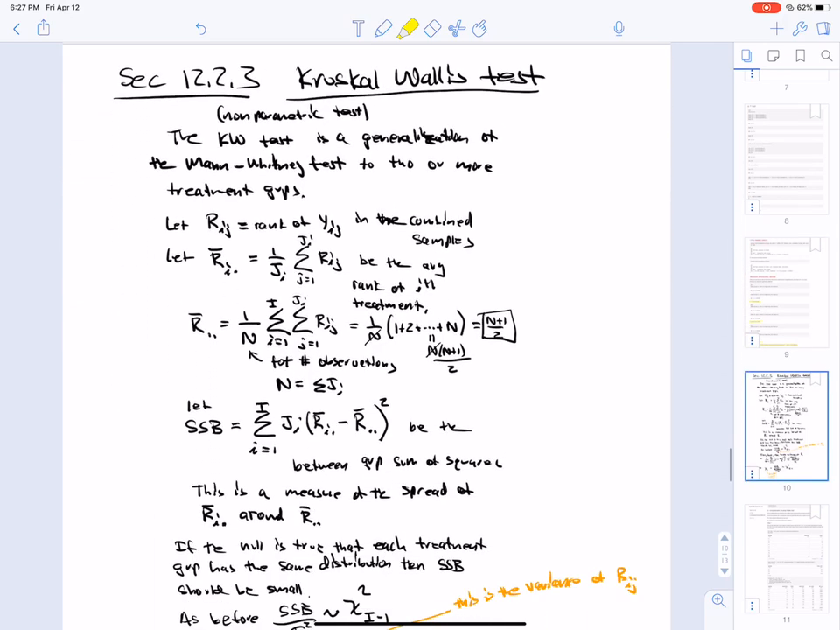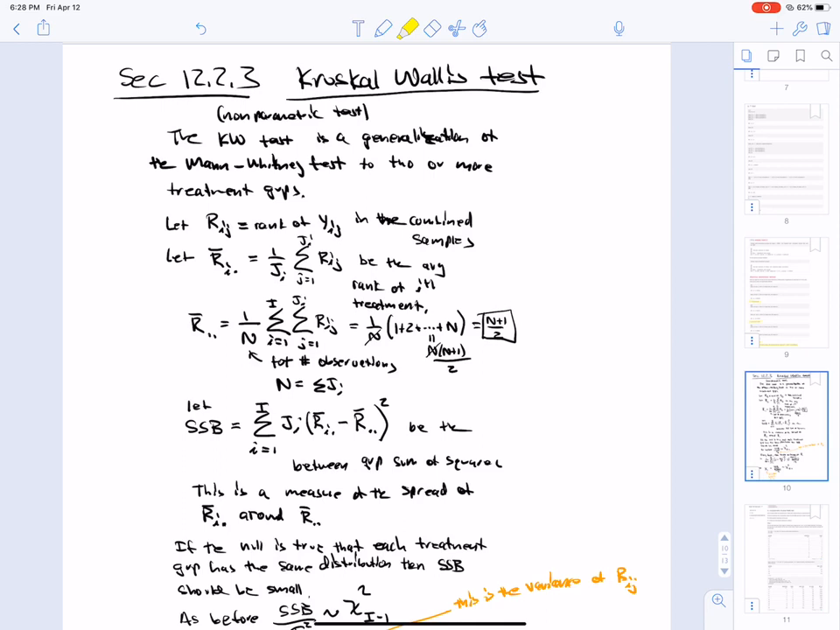Now the Kruskal-Wallis test is a non-parametric test. It's a generalization of the Mann-Whitney test to two or more treatment groups. And so here Rij is the rank of Yij in the combined sample. Ri dot would be the average rank of the ith treatment group, and R bar dot dot would be the total average. And with just a little bit of algebra, you can see that this is (n plus 1) over 2.